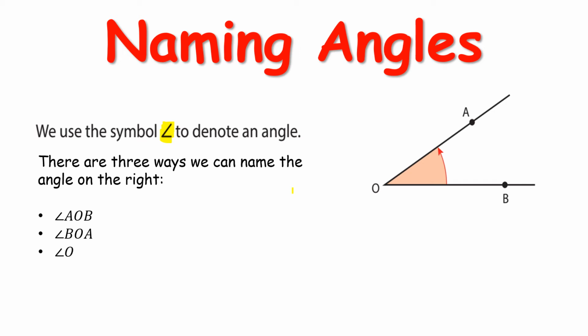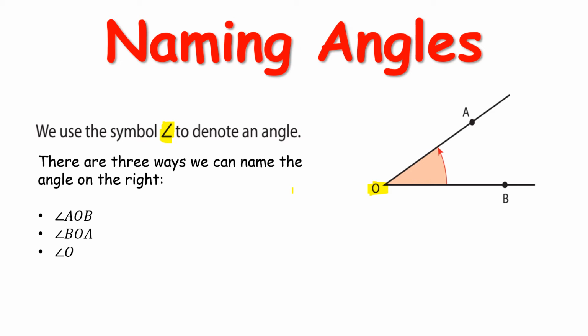The third way we could name it is simply by the letter that is at the point of the angle. And that point of the angle has a special name, and it's called the vertex. So vertex is singular and vertices is plural. So we could just name it by that one letter. So this is kind of like using your first name and then your surname, or sometimes you use your surname then your first name, or sometimes I just use your first name.